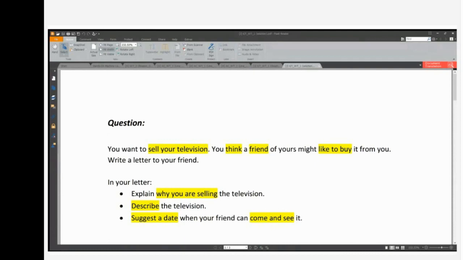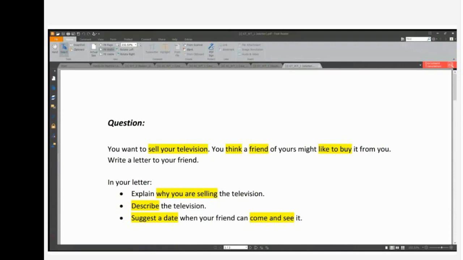Now let's think about this question. What are the keywords that are present in the question? The first one is that you want to sell your television. So you think a friend of yours might like to buy it. So you're not even sure about it. So you have to offer to your friend whether he likes to buy it or not.